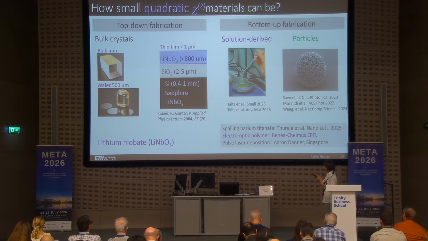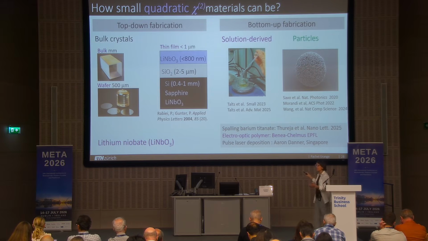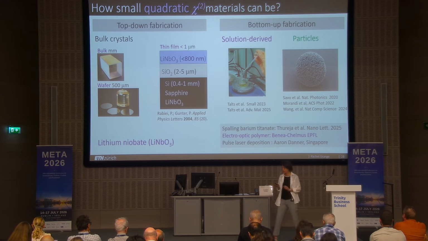So we are also working on solution-derived chi-2 materials. What we develop are barium titanate and lithium niobate solution-derived materials, and I will show you an example with those. There are other ways of getting chi-2 material, right? You can also assemble nanoparticles. Here is an example of those assemblies. But then you have a lot of scattering, and you will use this kind of scattered material for other purposes. There is also the spalling of barium titanate. There are also electro-optic polymers that have very strong chi-2 properties, and you can do pulsed laser deposition to get barium titanate, for instance.